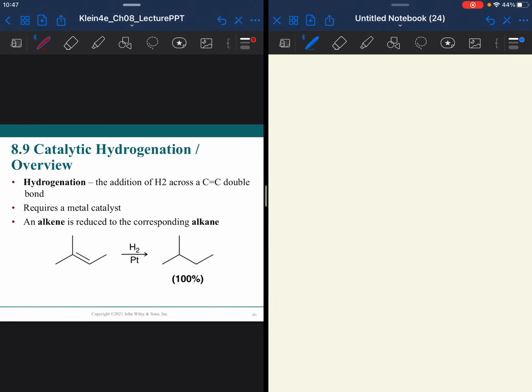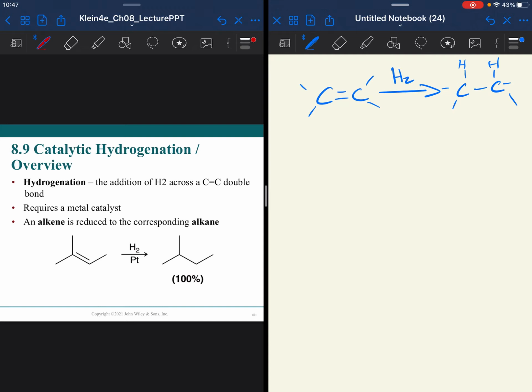All right, in chapter 8, part 4, we're going to go over a few more types of reactions. And to start off, we're going to go with catalytic hydrogenation. We're going to be adding hydrogen to both sides of the double bond. So whatever is already attached, of course, will still be there, but we are going to add an H to both sides. Now, what does this require?